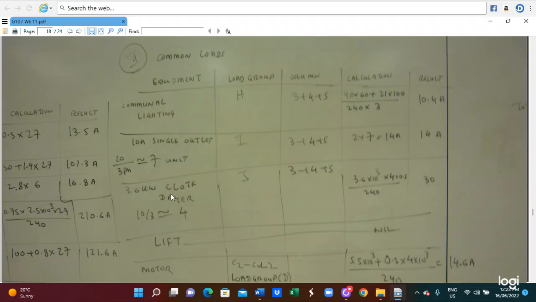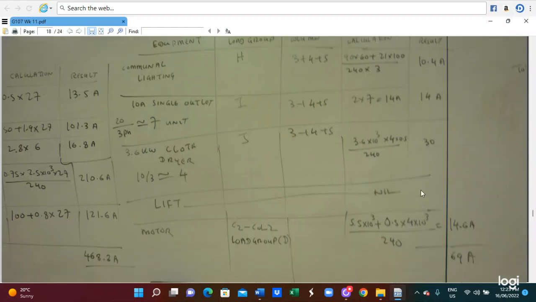3.6 kilowatt clothes dryer. So every phase total units are 10 units, divided by 3 phases, so approximately 4. Load group J, column 3, 4, 5. So there we calculate 3.6 into 10 power 3 multiplied by 4 multiplied by 0.5 divided by 240. You get 30 ampere.